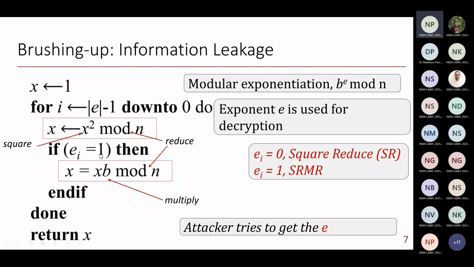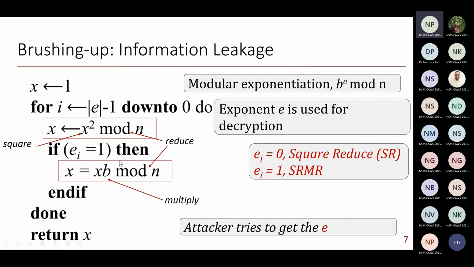Okay. So if a particular index has value 1, then there is a multiply operation followed by reduce. Reduce is nothing but the modulo. But if a particular index is 0, then we are not performing this multiply and reduce operation, right? So now you can easily correlate with the control flow dependency that Govind must have talked about yesterday. Whenever I'm accessing only the square and reduce, that means that particular exponent bit is 0. If I am doing both square reduce and multiply reduce, then that bit is 1.